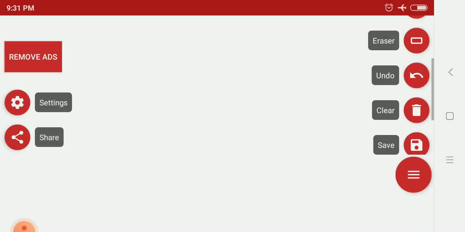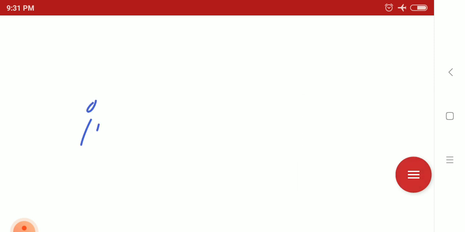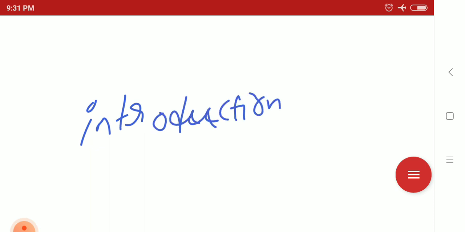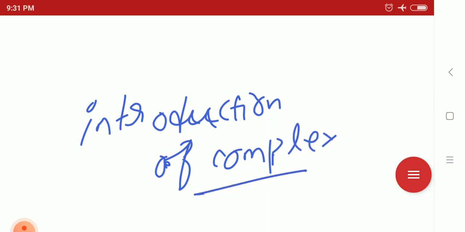So that is it for today. It is the introduction part. I will try to discuss in detail in this complex series, and I will make a detailed series on this complex part. Today is only the introduction of complex numbers, so that you'll get a little bit of help.